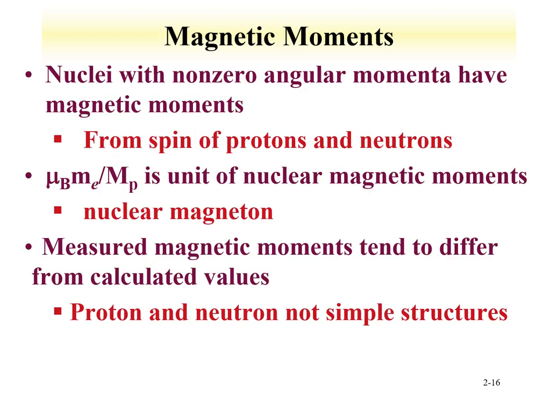Nuclei with non-zero angular momenta also have magnetic moments. And these are from the spins of the protons and the neutrons. From nuclear magnetic resonance, you're familiar with the term magneton. So it's basically the strength of this magnetic moment. These measured magnetic moments tend to differ from calculated values. And again, that indicates that protons and neutrons are not simple structures. So again, we're seeing this trend. You do a calculation, you measure something, they don't agree. Come up with a reason that they don't agree.